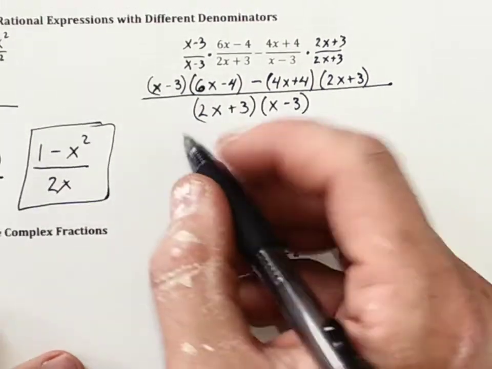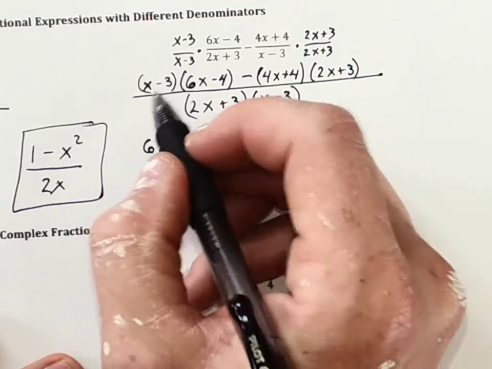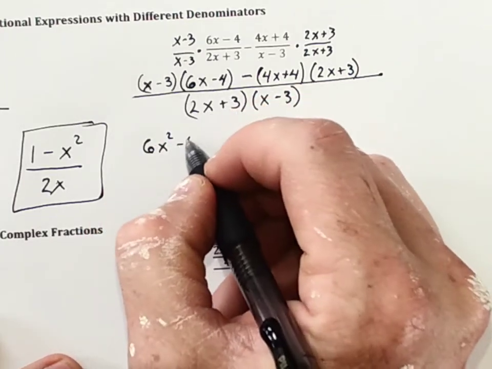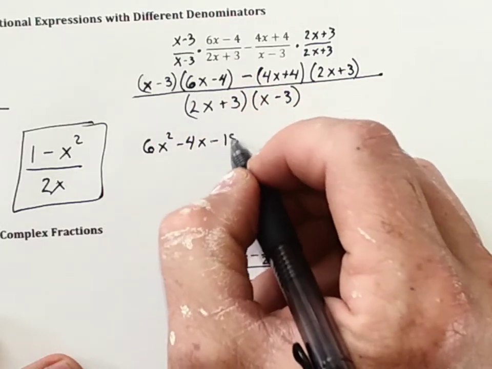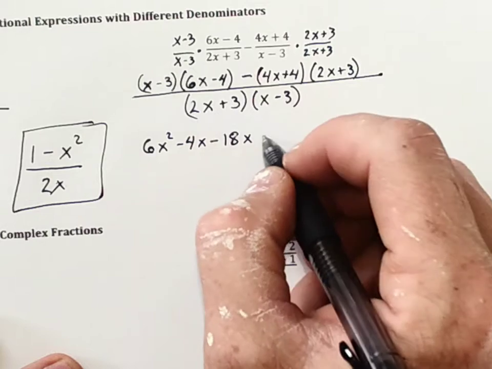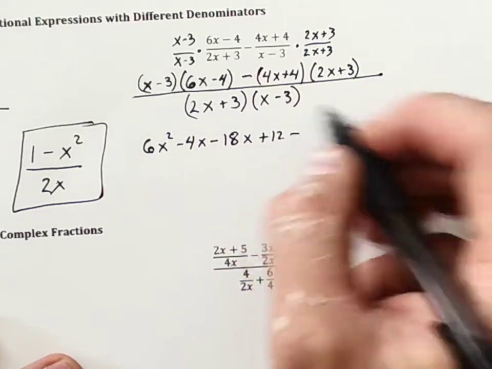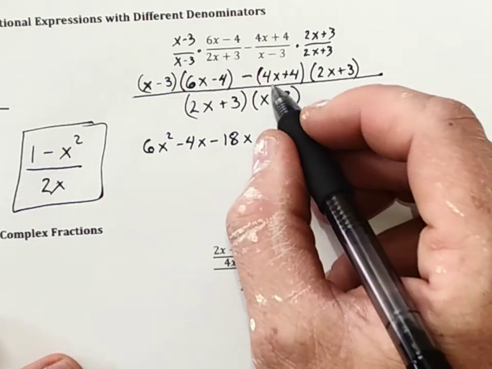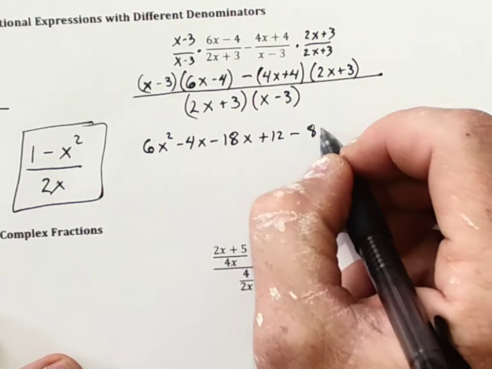X times 6x makes 6x squared. X times negative 4 is negative 4x. Negative 3 times 6x is negative 18x. And a negative times a negative is a positive 12. Minus the entirety of 4x times 2x is 8x squared.